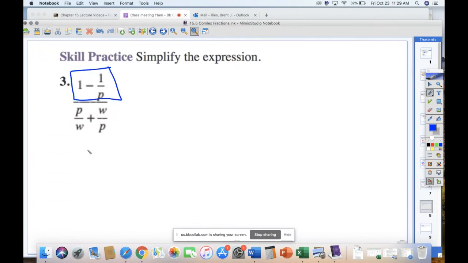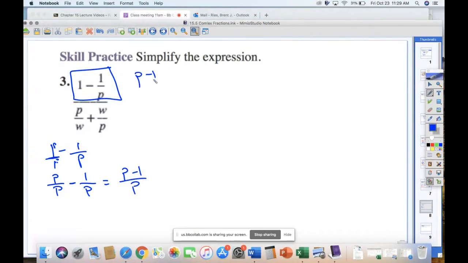With the numerator first, 1 minus 1 over p, I'm going to make 1 a fraction by putting it over 1. The common denominator between 1 and p is just p. Keep that minus sign. How did I go from 1 to p? Took it times p, so I better do that on top. 1 times p is p. And how did I go from p to p? Well, I recognize there is no change, so the numerator doesn't change either. So I end up with p minus 1 over p.